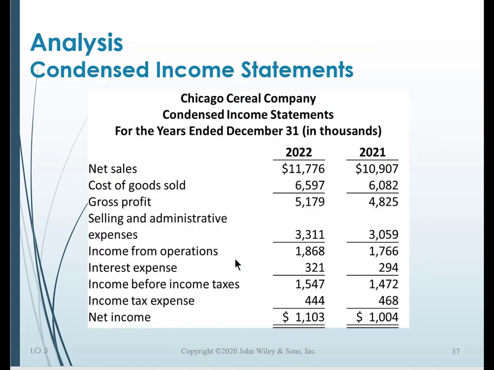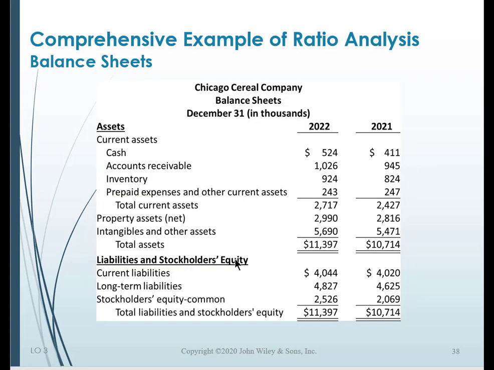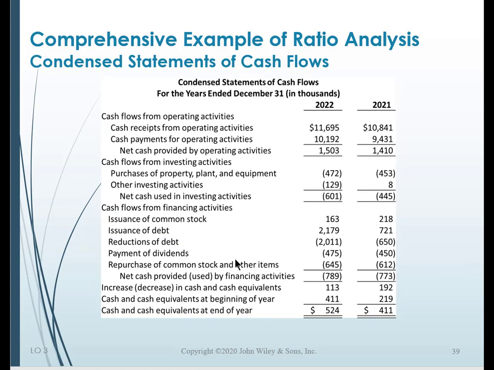So how do we start this? We obviously need financial statements. Here's Chicago Cereal. We have 2021, 2022. That's the income statement. We then have the balance sheet. And again, I'm not going to get into detail here. This is obviously in a textbook. You can go back and review these line items as we go through the formulas.